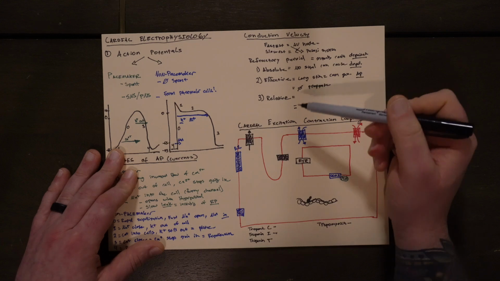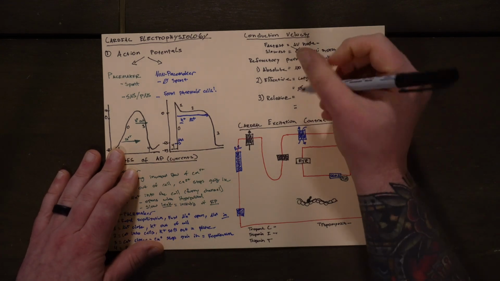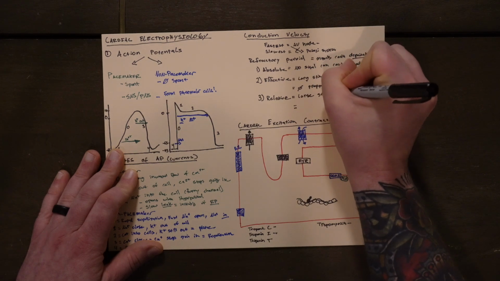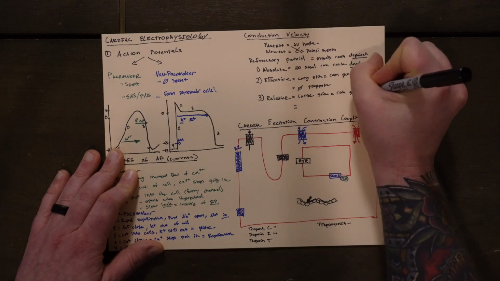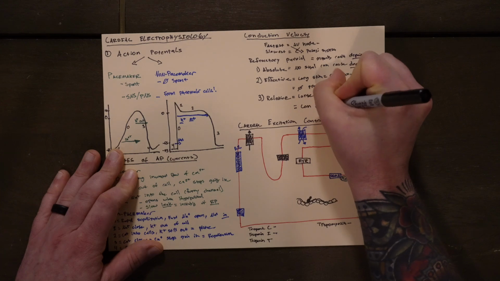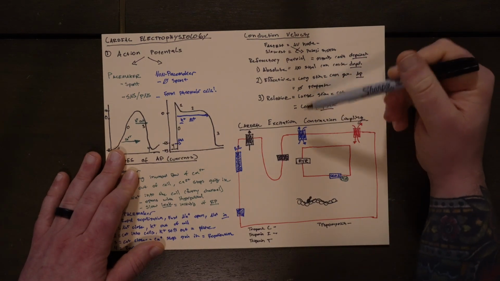And then what's the relative refractory period? Well, if you can see the trend line coming here, a large stimulation can generate an action potential, and it can propagate. Okay? So that's what you need to know about the refractory periods.